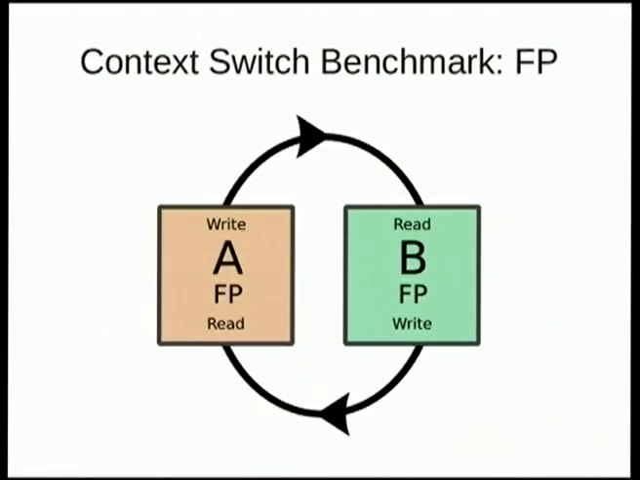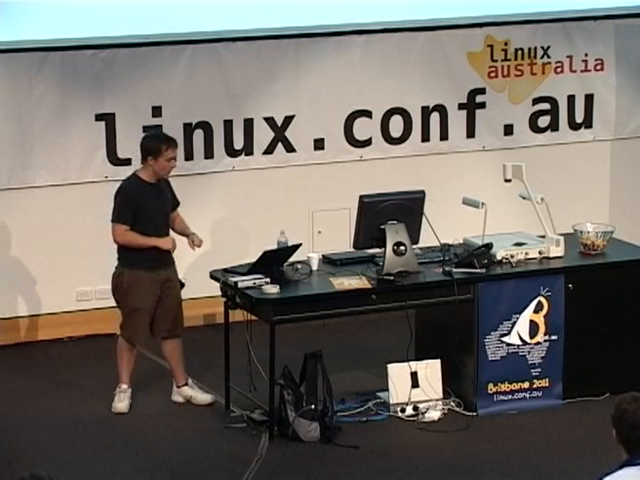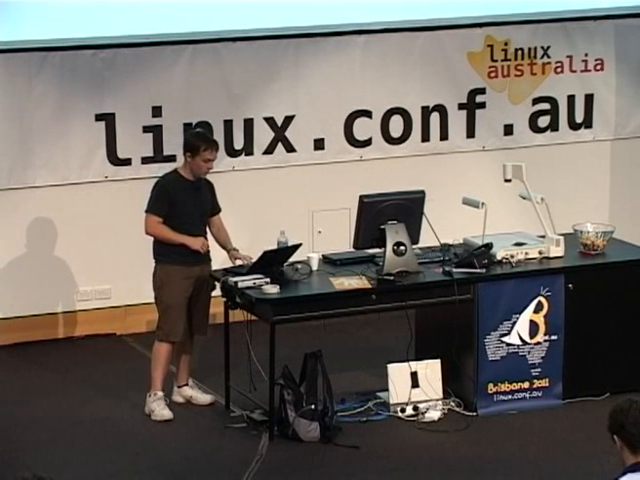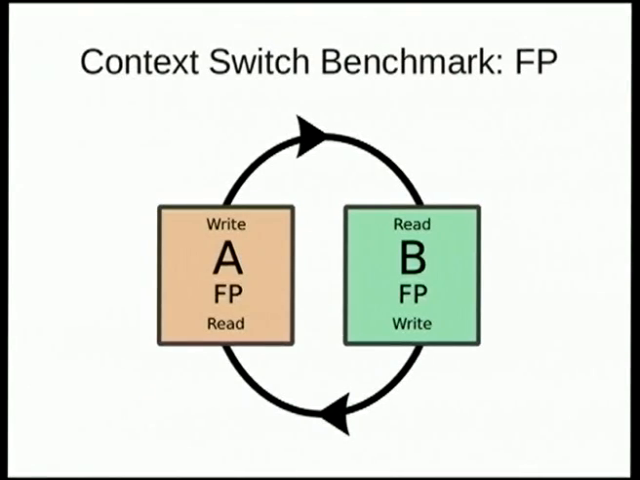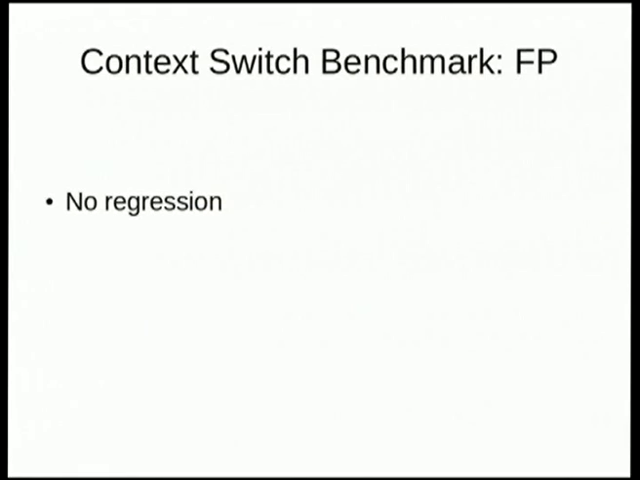If we put floating point in both sides, sorry, did you want to? I'll wait till then. Okay. If we put floating point in both sides, what happens? In this case, we're still going to take the trap and we still have to save and restore. What happens? No performance improvements, but no regressions either.